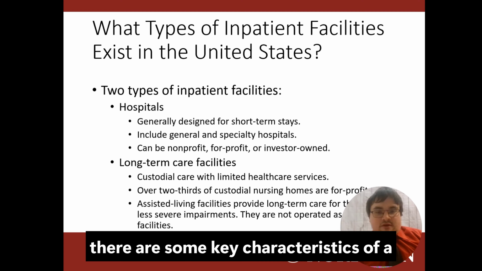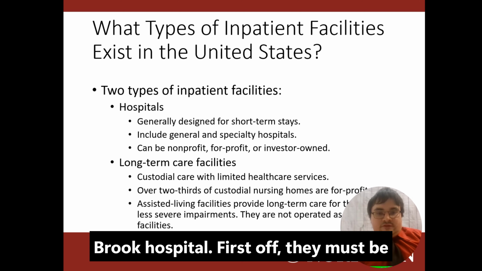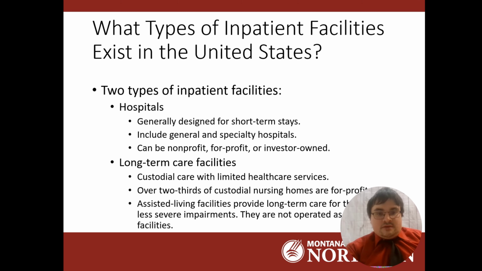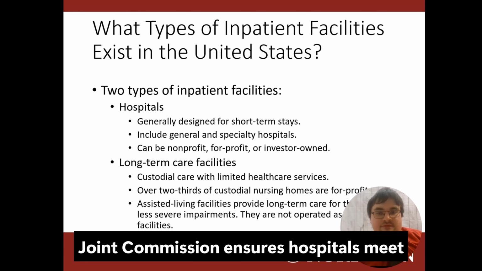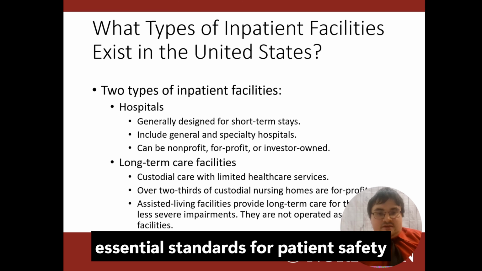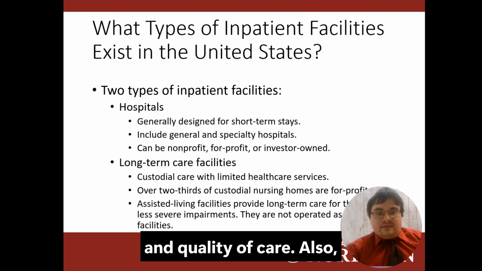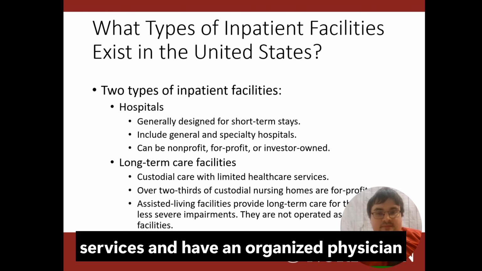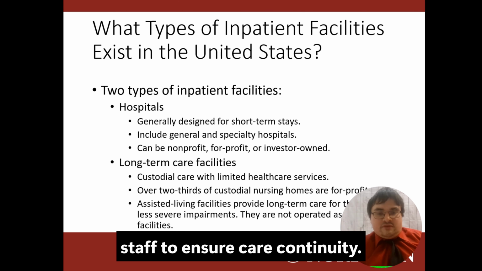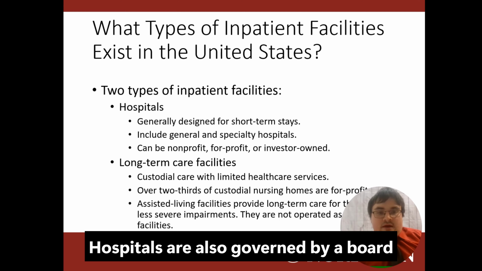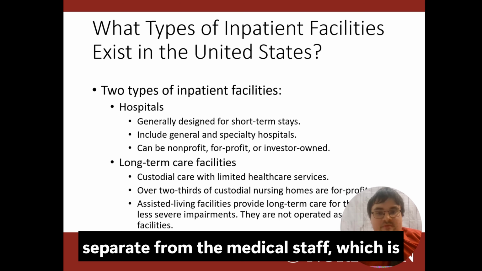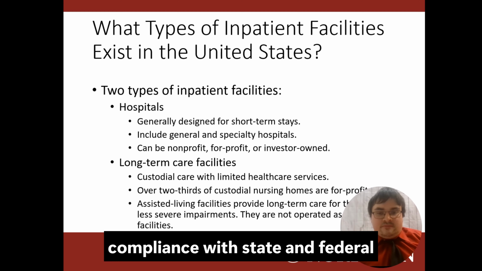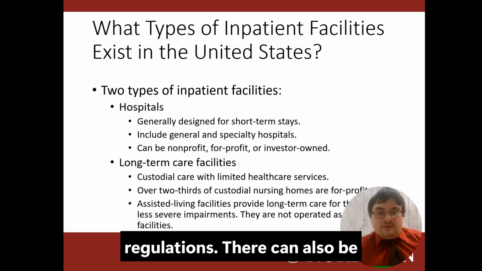Now, there are some key characteristics of a hospital. First off, they must be licensed by the state and are usually accredited by national organizations such as the Joint Commission. And the Joint Commission ensures hospitals meet essential standards for patient safety and quality of care. Also, hospitals often provide 24-hour nursing services and have an organized physician staff to ensure care continuity. Hospitals are also governed by a board separate from the medical staff, which is responsible for overall operations and compliance with state and federal regulations.